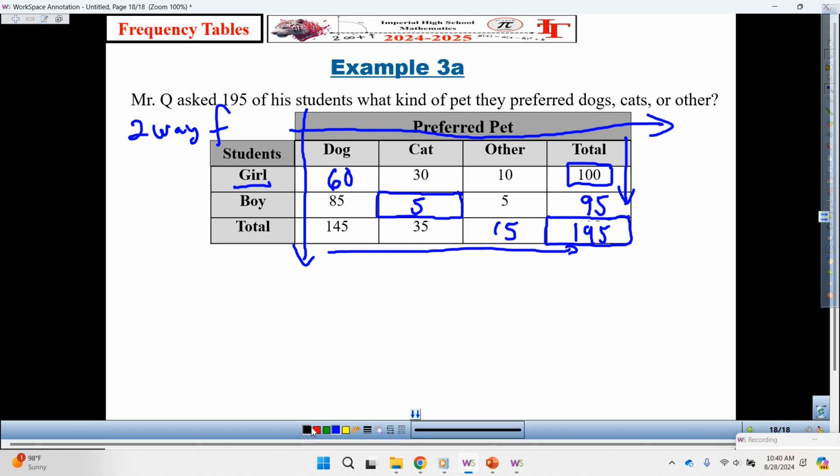All right. However, look at the data. Dogs, cats, other. Write a statement of what you see in that data collection. Share it with your neighbor. What kind of statement are you going to make there?